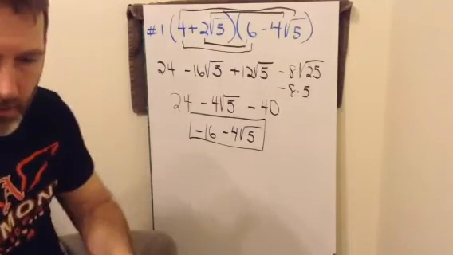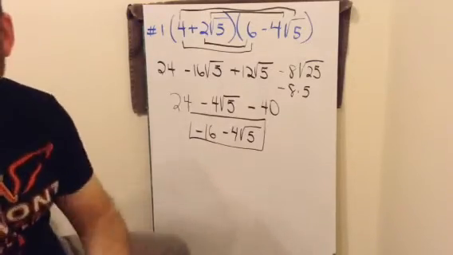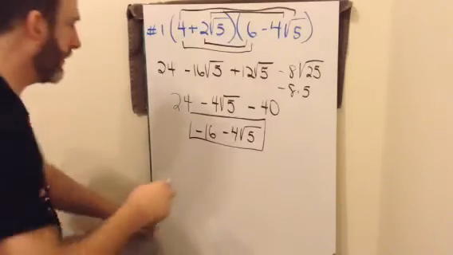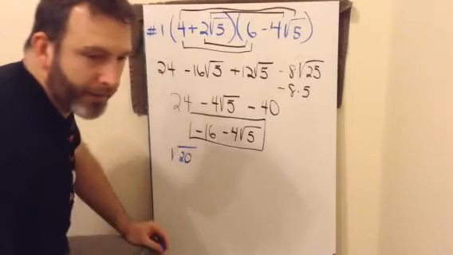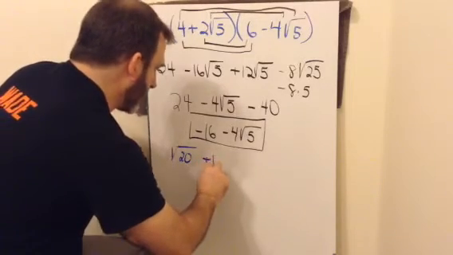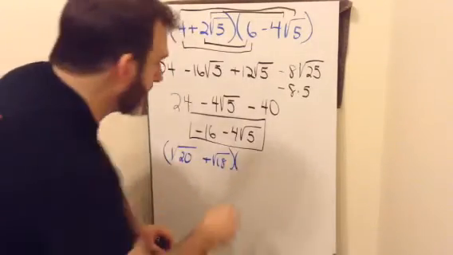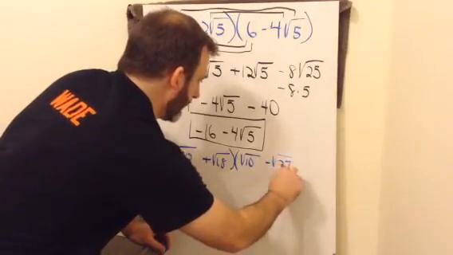Okay, I've got to rewrite the other problem as we had it. It's on this sheet. So we had square root of 20 plus the square root of 18, times square root of 10 minus the square root of 27.